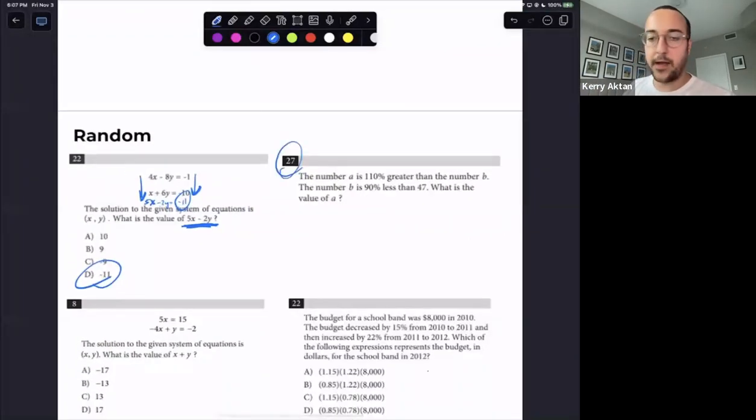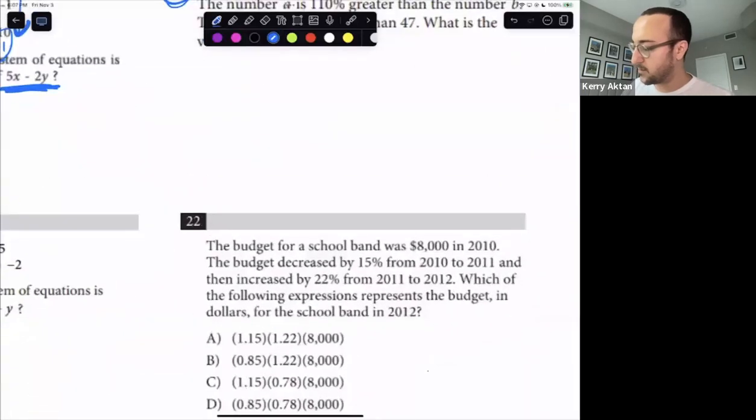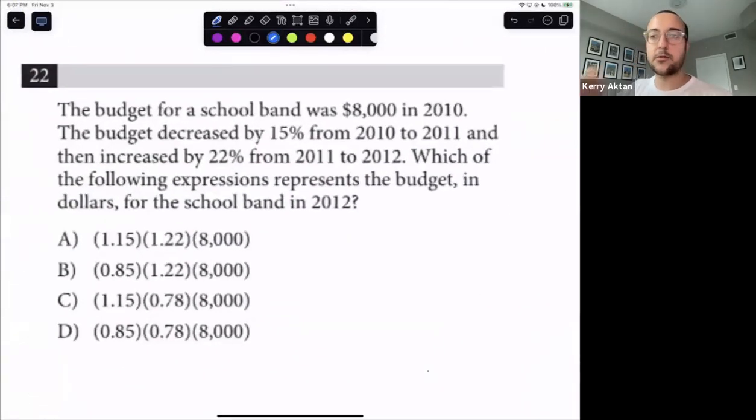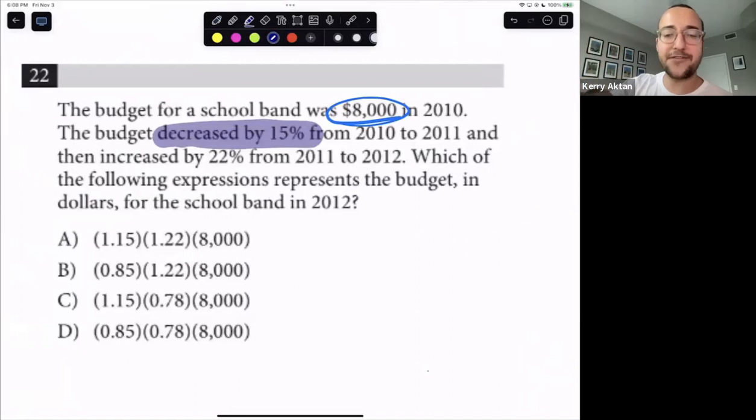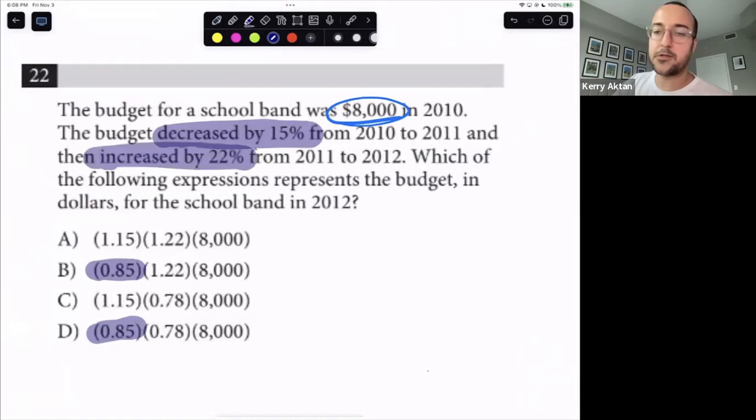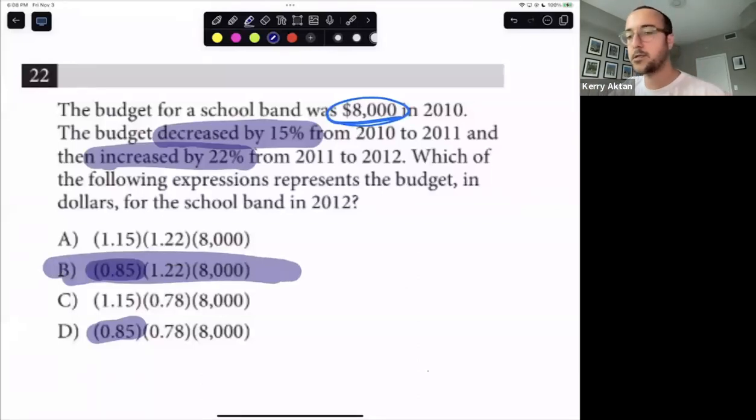Really cool percent question on the right, but I want to show you this one. Number 22. Stick with me, guys. Last few minutes. For this question, you've started with $8,000 and then you're losing 15%. If you're down 15%, how much do you still have? How much do you retain? B and D. Now, if you're up 22%, remember, I am 100% of myself. If I'm up 22%, it's B. Good job, Brooke. Good job, Maya.